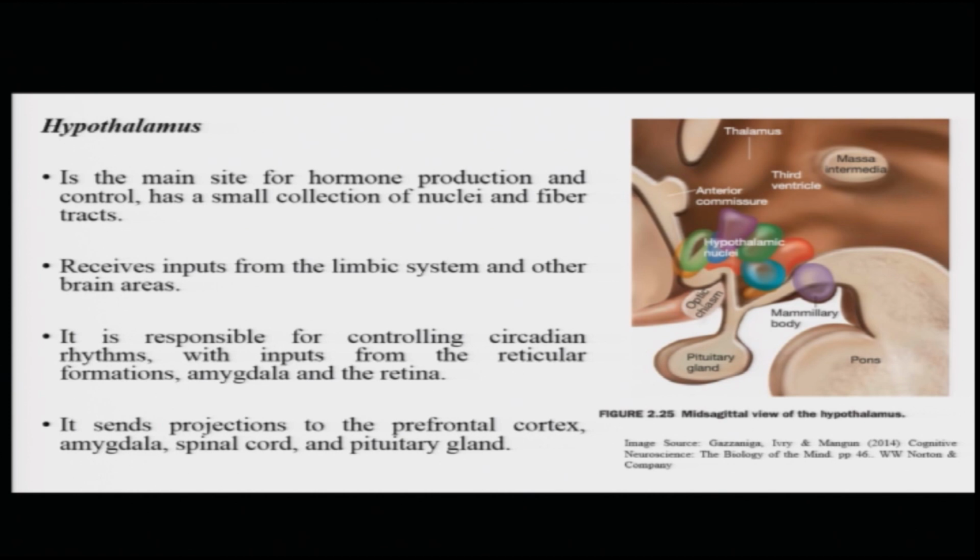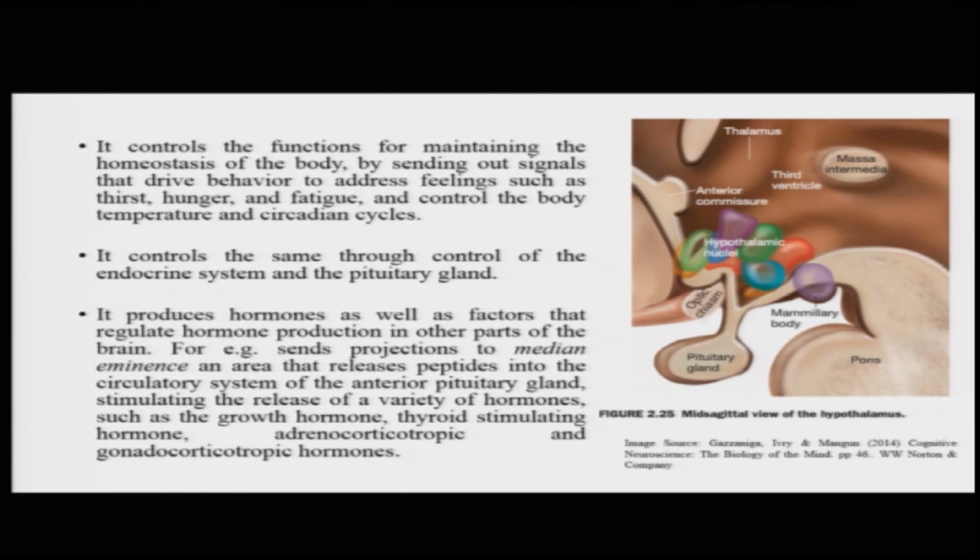Some of these regions I am mentioning here, you will see the figures and use of them again and again as we go through the different chapters. Now, basically the hypothalamus sends projections to the prefrontal cortex, the amygdala, the spinal cord and the pituitary gland. So, these are the three regions where the hypothalamus mainly projects.